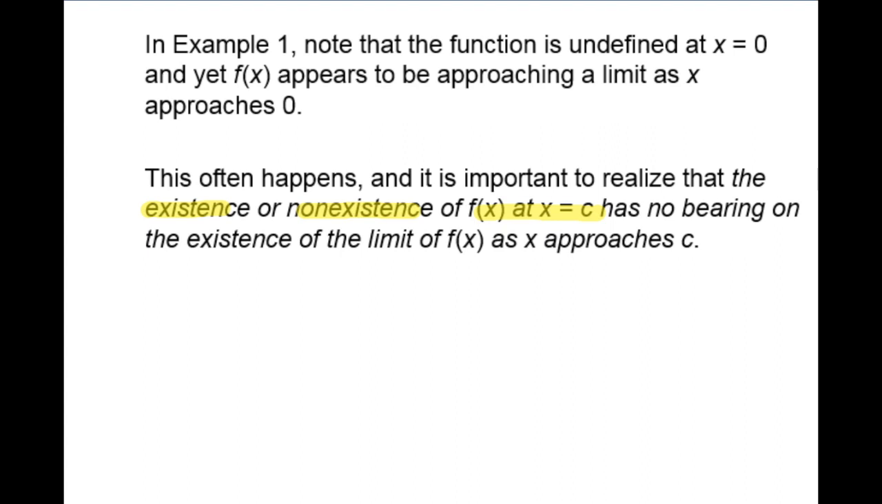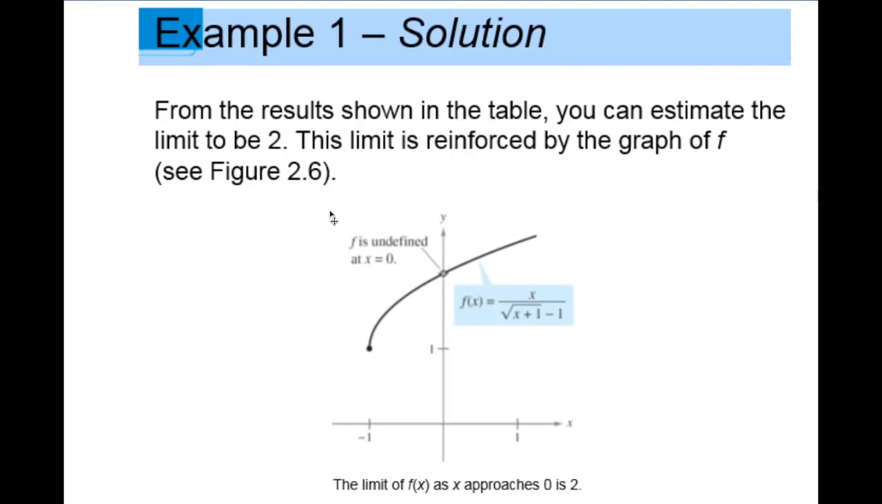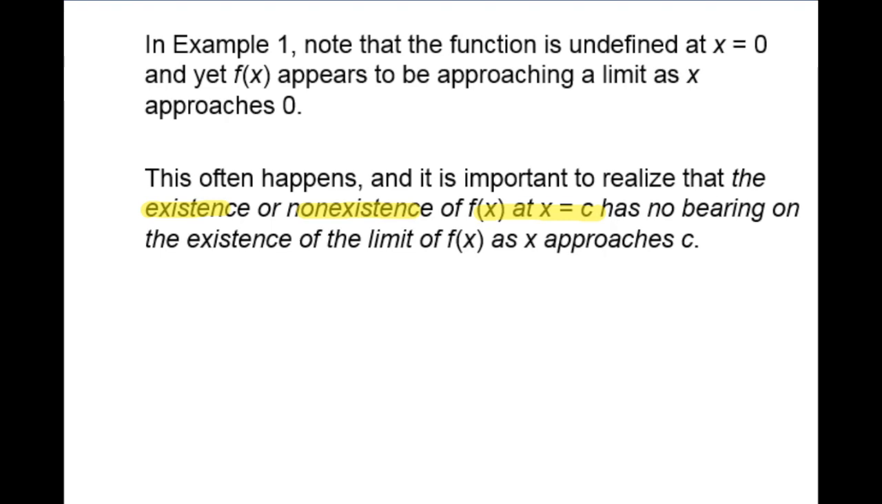So in example 1, note that the function is undefined at x equal to 0, and yet f of x appears to be approaching a limit as x approaches 0. This often happens, and it's important to realize that the existence or non-existence of f of x at x equal to c has no bearing on the existence of a limit. Just like we talked about, even though the function is not defined at this point, because both sides are approaching the same number, the limit still exists. A very important concept that we're going to be using often whenever you're asked a limit question.